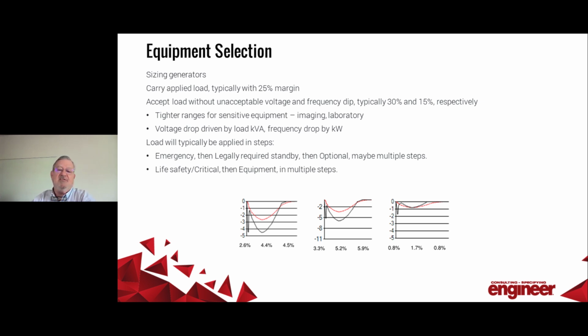The system has to be able to take on loads without unacceptable voltage or frequency dip. Usually, the allowed frequency dip is about 15%, and the allowed voltage dip is usually about 30 to 35%, and that's actually based on when motor starter contacts are likely to drop out. The ranges for systems that serve sensitive loads like imaging equipment in a medical facility or laboratory equipment in a scientific facility will be narrower, of course.